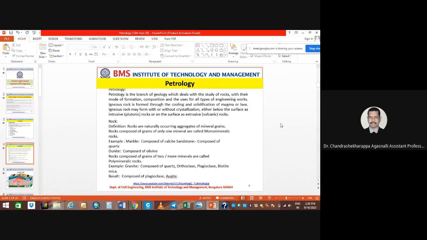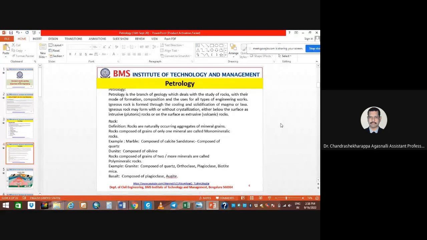Okay, and the igneous rocks generally form with or without crystallization, either below the surface or above it. If it is below the surface, we call it intrusive rocks. If it is above the surface, it is called volcanic, that's called extrusive rocks, right?